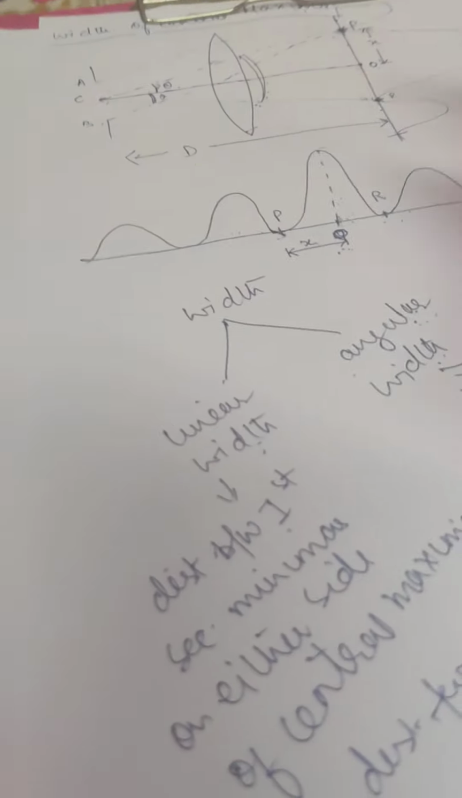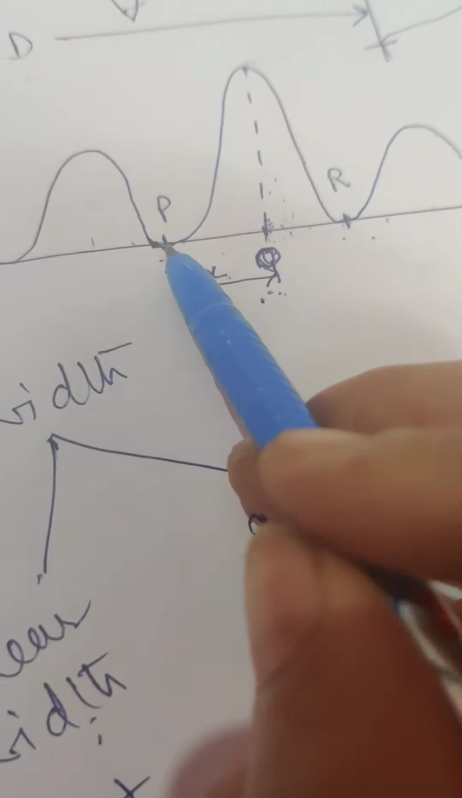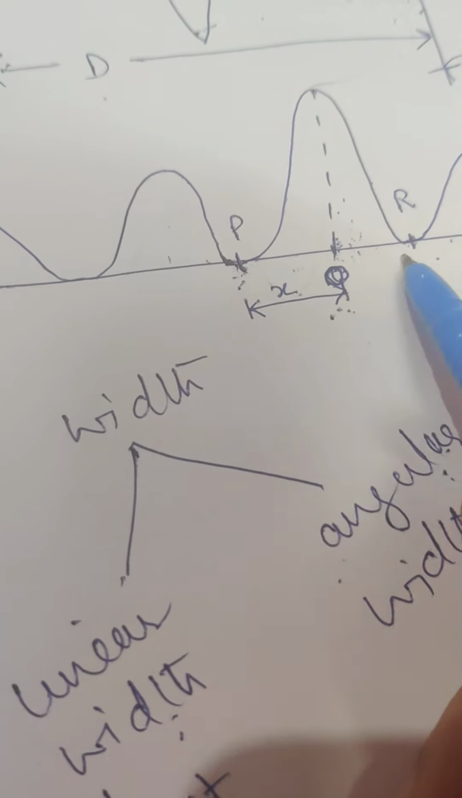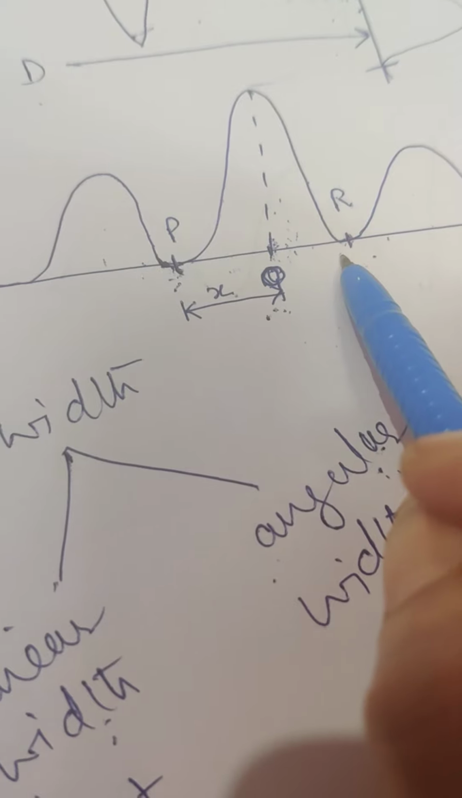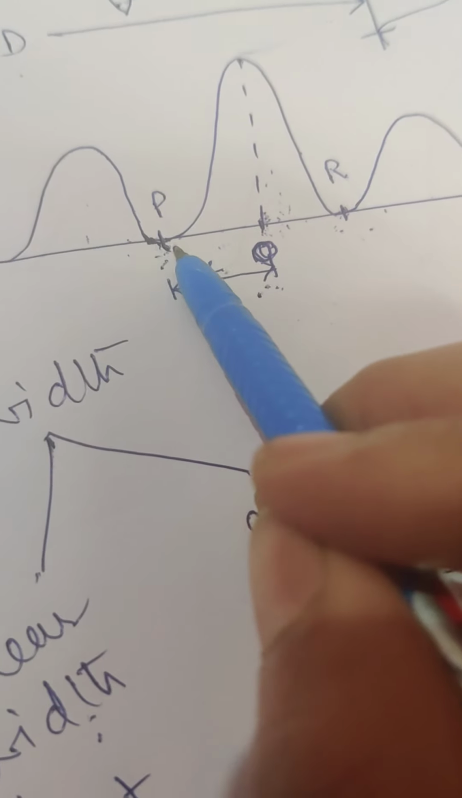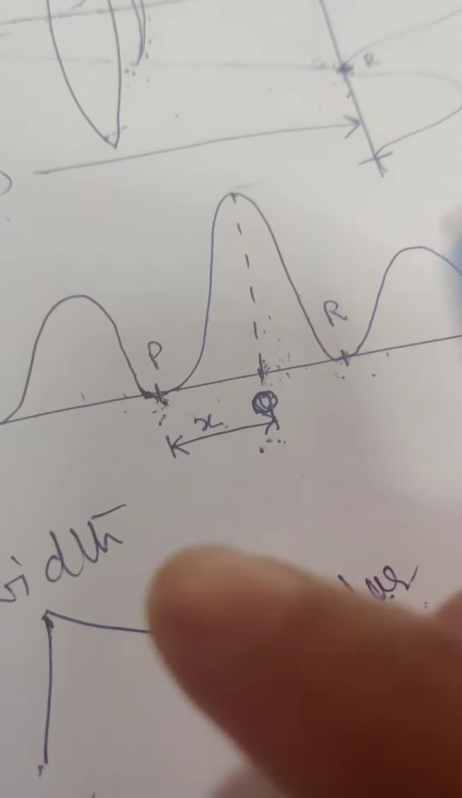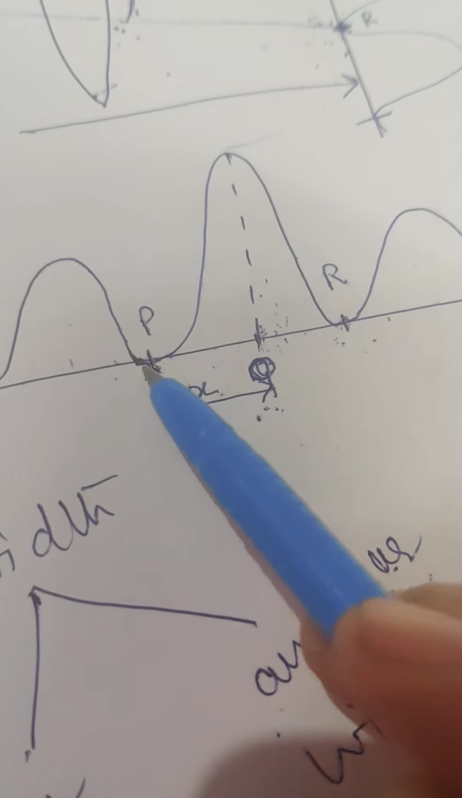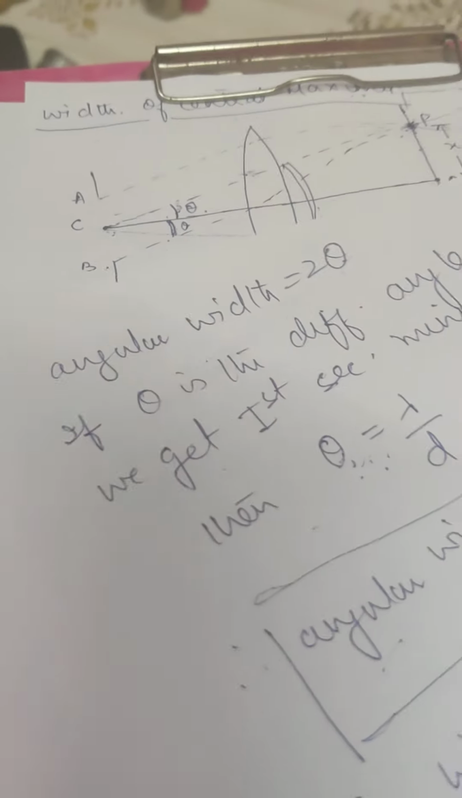Now I already told you linear width is the distance between first secondary minimas on both sides of the central maxima. So for the linear width, we have to find out this distance P to R. We are finding the distance from P to R. Okay, now see.